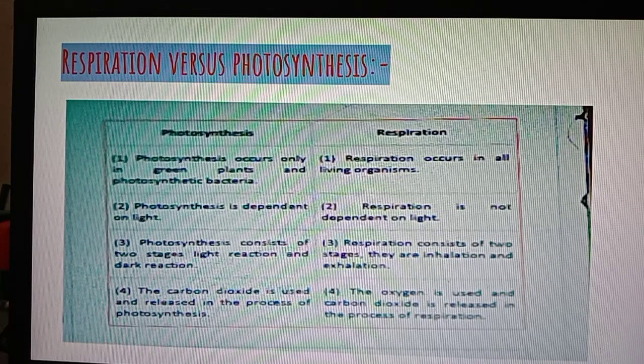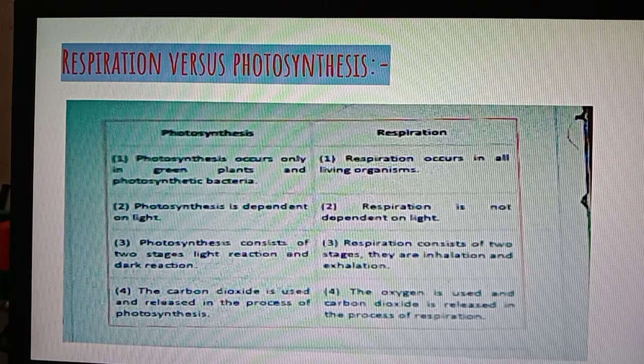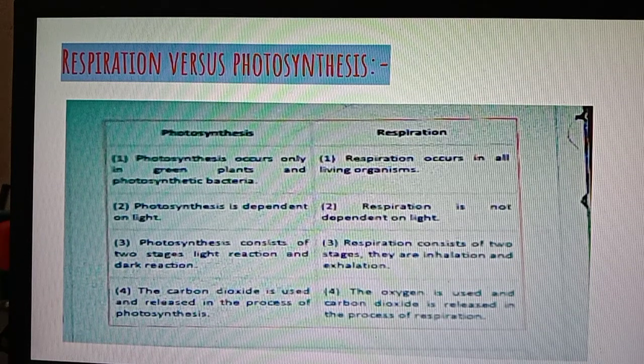Again, I will explain this. Photosynthesis occurs in green plants, means where chlorophyll is present, there photosynthesis takes place. Respiration takes place everywhere, whether chlorophyll is present or not, whether it is a plant or an animal. In photosynthesis, there is a need of sunlight, but in respiration there is no need of sunlight. Photosynthesis consists of two phases: light reaction and dark reaction. This we will study in the next chapter when I explain photosynthesis.